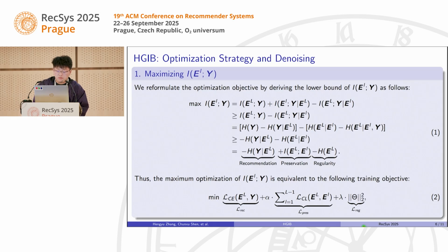Of course, directly optimizing the mutual information is intractable. So we need to use suitable approximations. First, to maximize the relevance term, we derive a tractable lower bound. As the equation shows, it naturally decomposes into three parts. Thus, it is equivalent to the following training objective: a standard recommendation loss, a preservation loss that we implement using contrastive learning, and a regularization term.